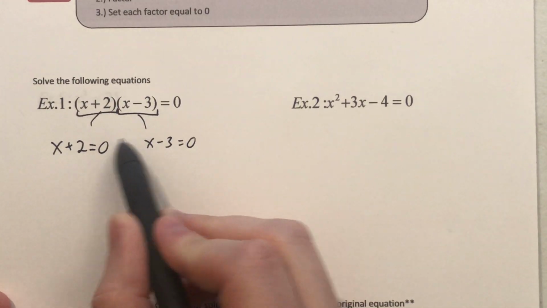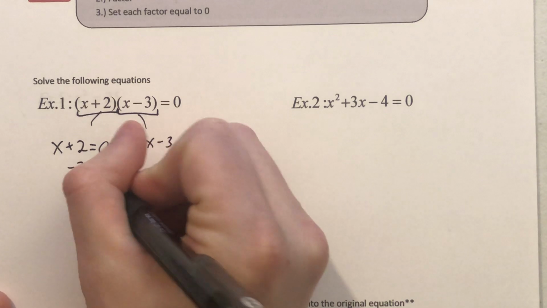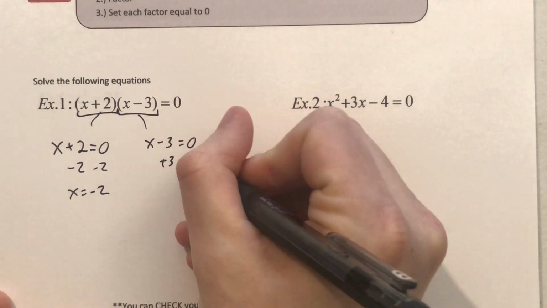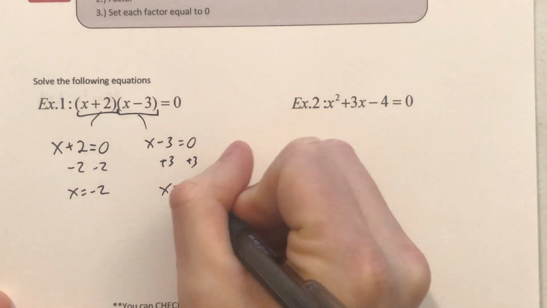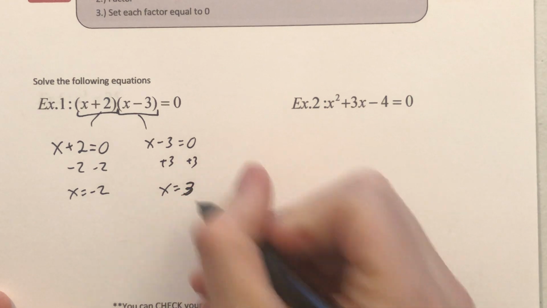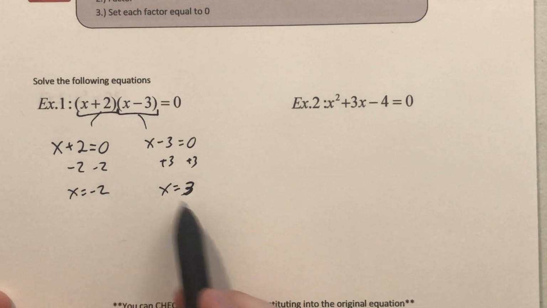That's the only way. If a times b is 0, then one of those things is 0. And as soon as I write that, you'll notice these are two very simple linear equations. It takes a whole single step to solve. Subtract the 2 or add the 3. But notice we get multiple answers. We're going to get two different solutions here, and it's actually the case that they're both correct.